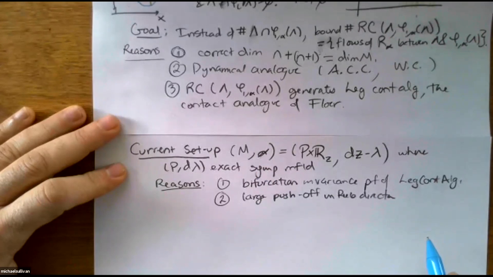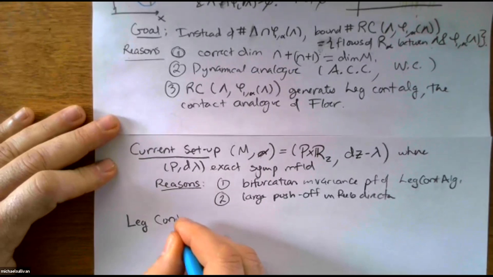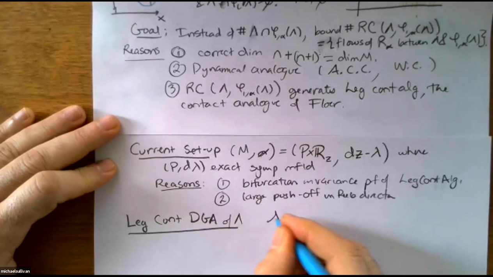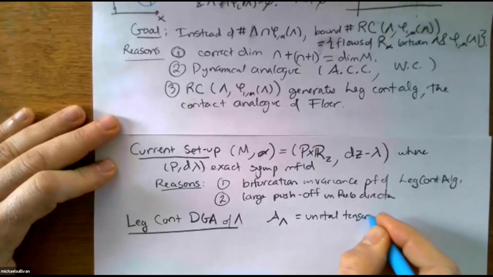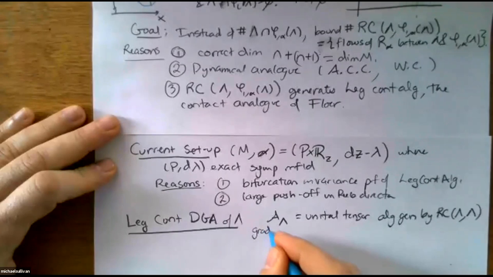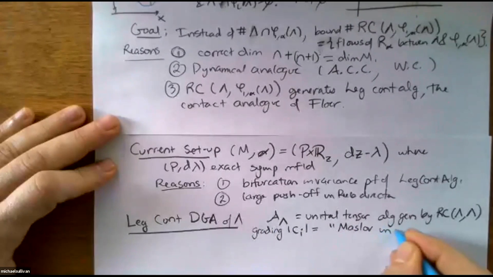All right, I've mentioned Legendrian contact algebra twice, and it's in the title of the talk, so let me give a one, quote-unquote, slide version of this. What is the Legendrian contact differential graded algebra of lambda? We start with an algebra, a unital tensor algebra generated by the Reeb chords starting and ending on the Legendrian, so not constant Reeb chords. As for the grading, I actually don't need it in this talk, but for those who know about Floer homology, the grading is related to the grading in Floer homology. It's some kind of Maslov index of a Reeb chord. But again, that's not really relevant for this talk.